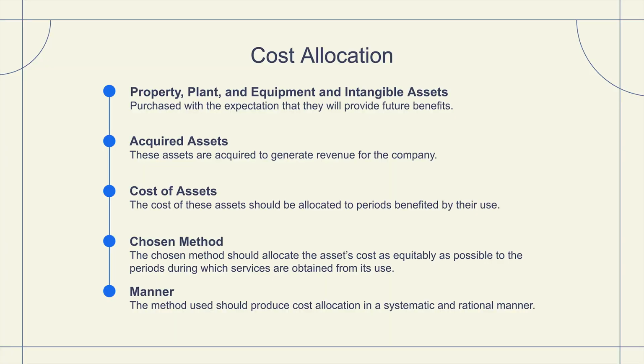Property, plant, and equipment, or PP&E, and intangible assets are purchased with the expectation that they will provide future benefits, typically for many years into the future. These assets are required to generate revenue for the company. Therefore, the cost of these assets should be allocated to the period in which their benefit is derived. According to U.S. GAAP, the chosen method of cost allocation should allocate the cost as equitably as possible to the periods in which the benefits are obtained from its use. Methods should produce a cost allocation in both a systematic and rational manner.